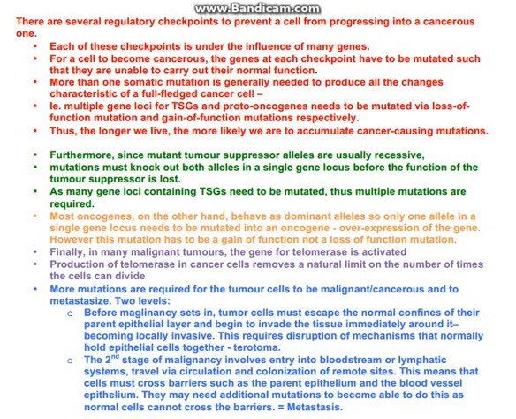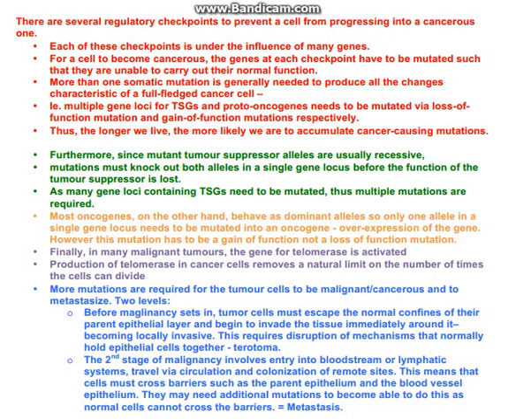Furthermore, since mutant tumor suppressor alleles are usually recessive, mutations must knock out both alleles in a single gene locus before the function of the tumor suppressor is lost. As many gene loci containing TSGs need to be mutated, multiple mutations are required.